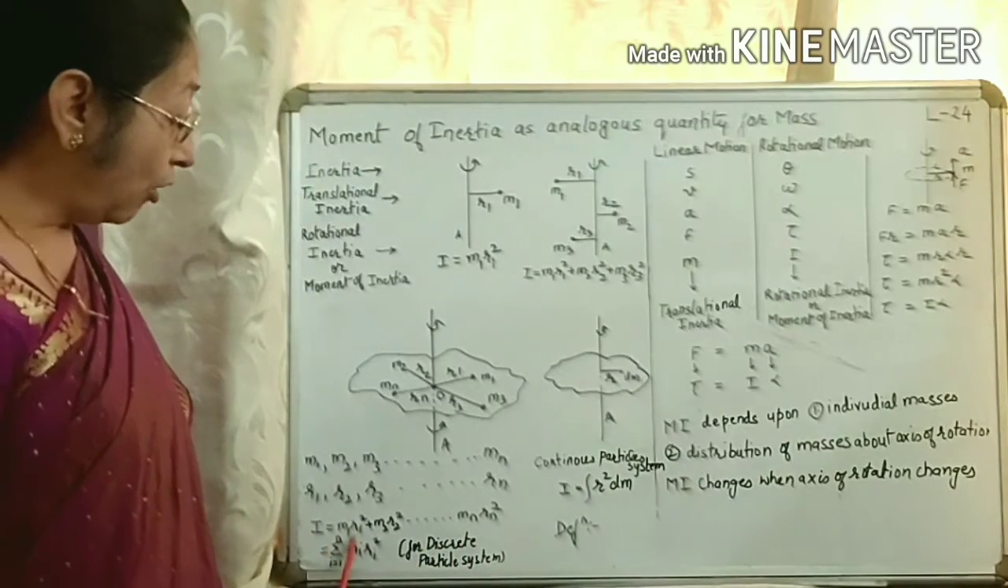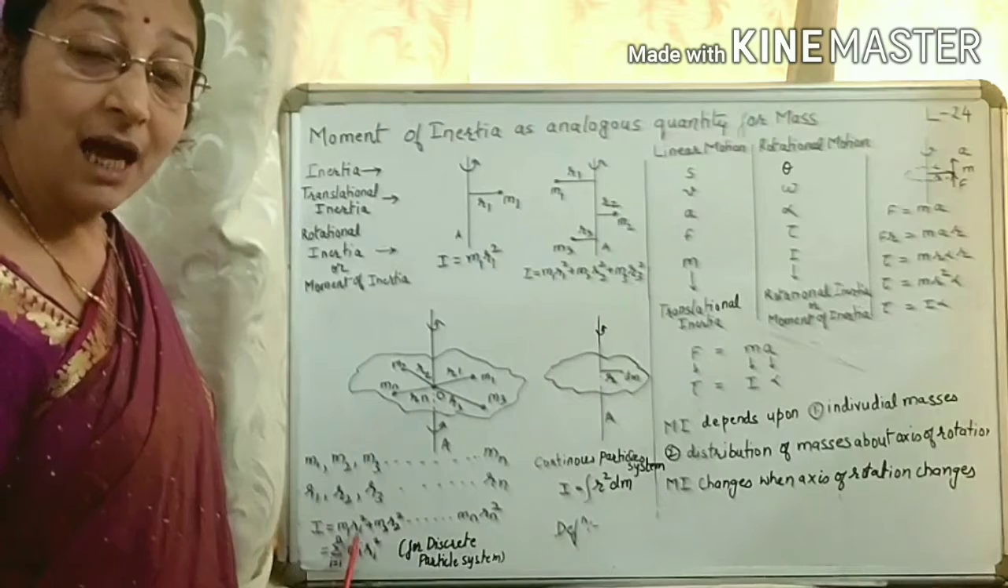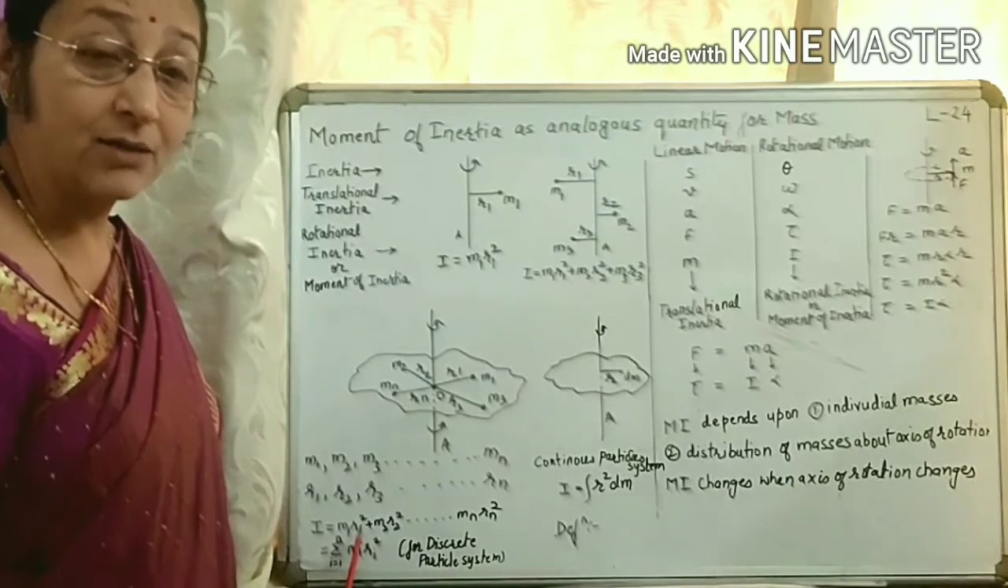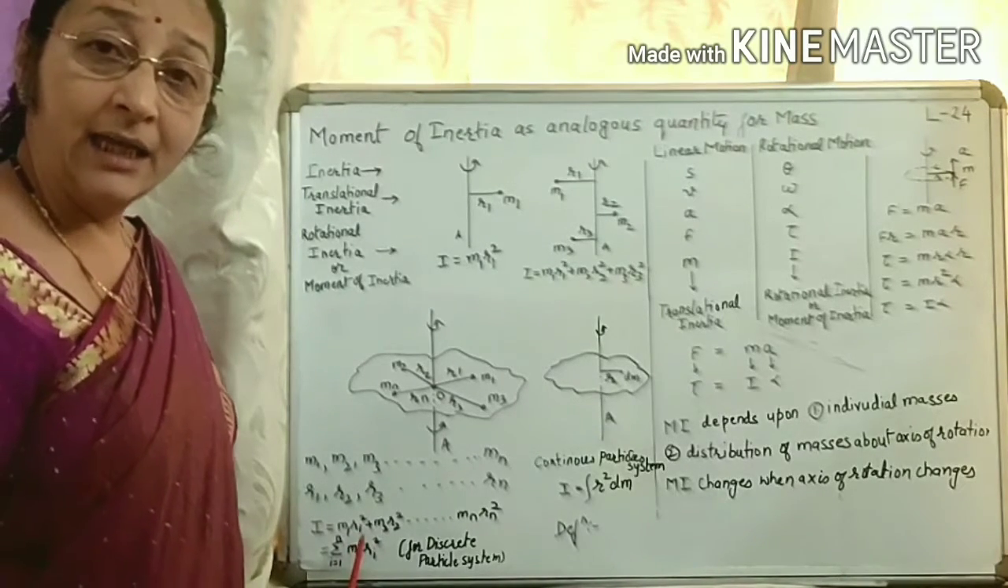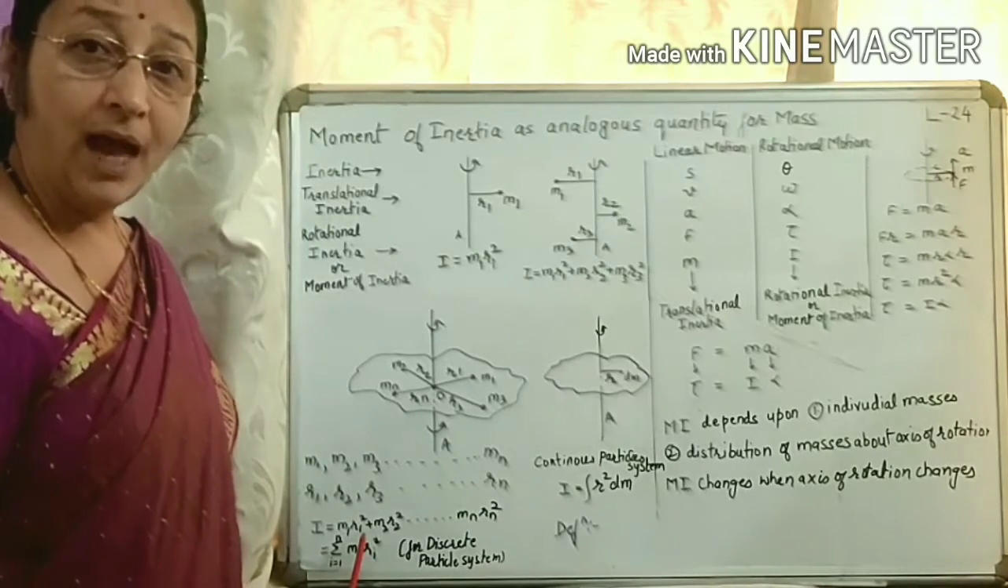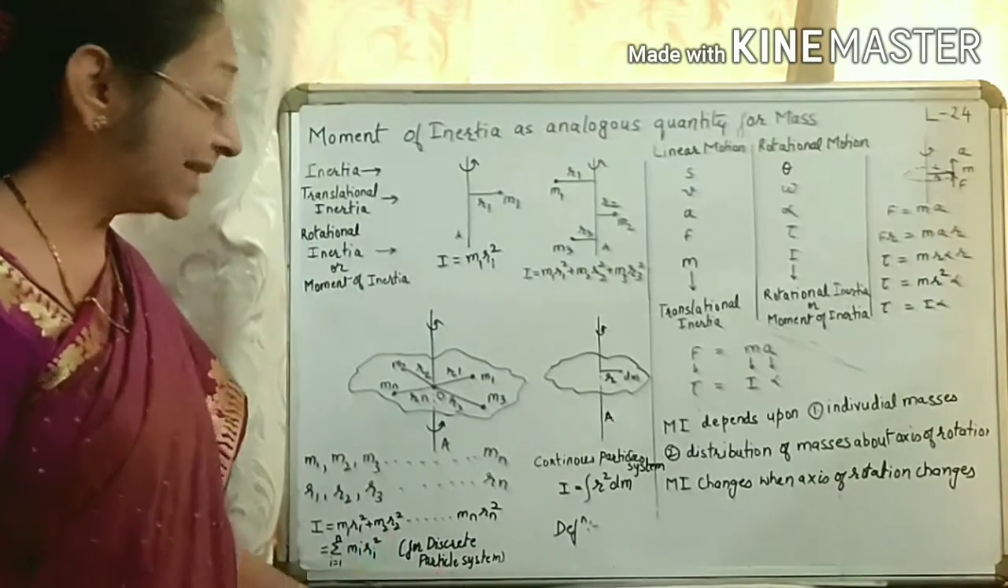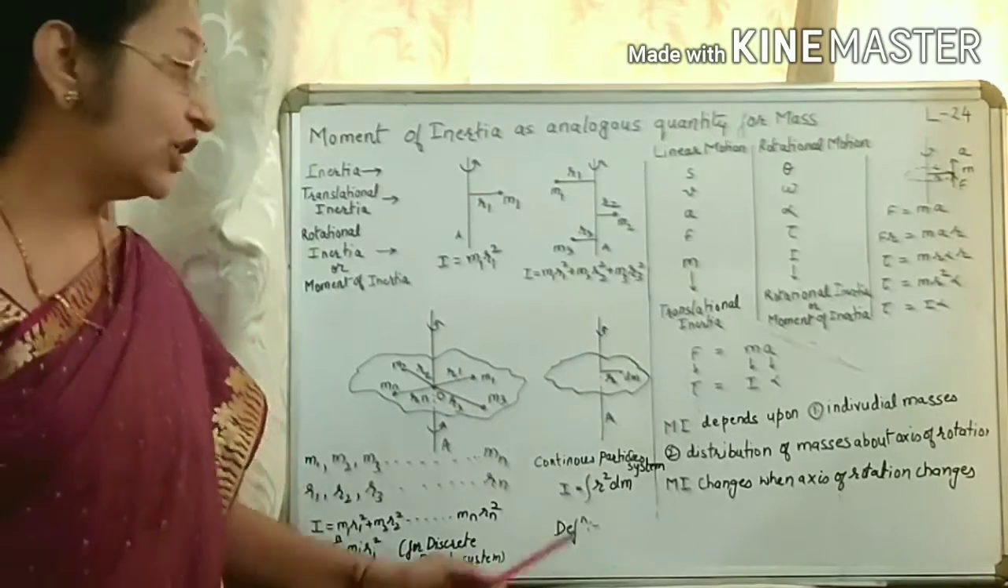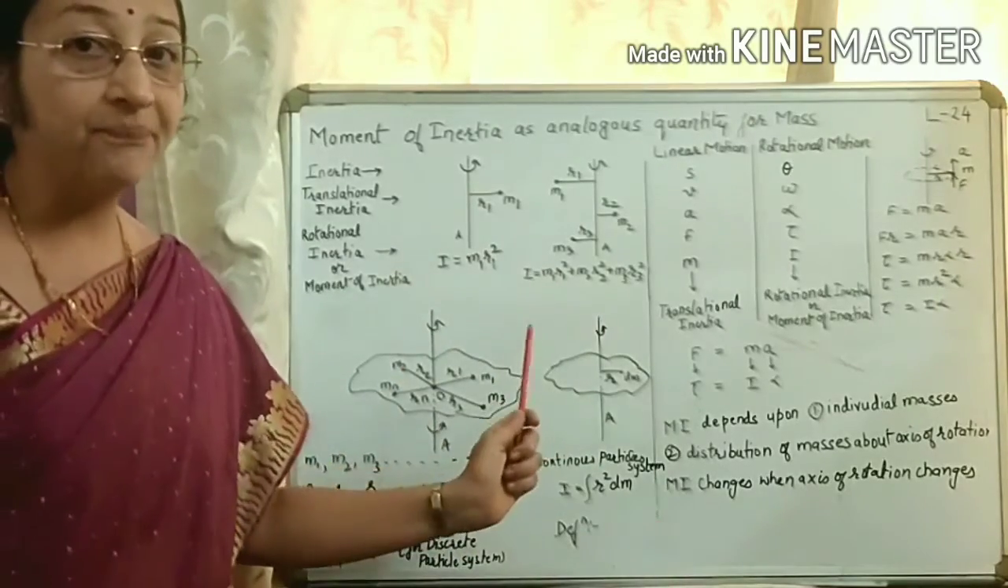So the moment of inertia of a body is the sum of the products of the mass of each particle and the square of the perpendicular distance from the axis of rotation. So this is the moment of inertia of a body.